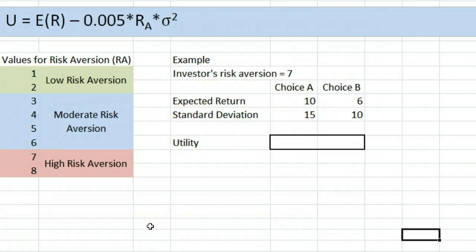Given a number of different portfolios, one way to choose which portfolio would be best for a particular investor is by using this formula here. U is for utility, which is a way of measuring satisfaction from something. ER stands for expected return. Minus 0.005 is a constant in the equation that you won't change.